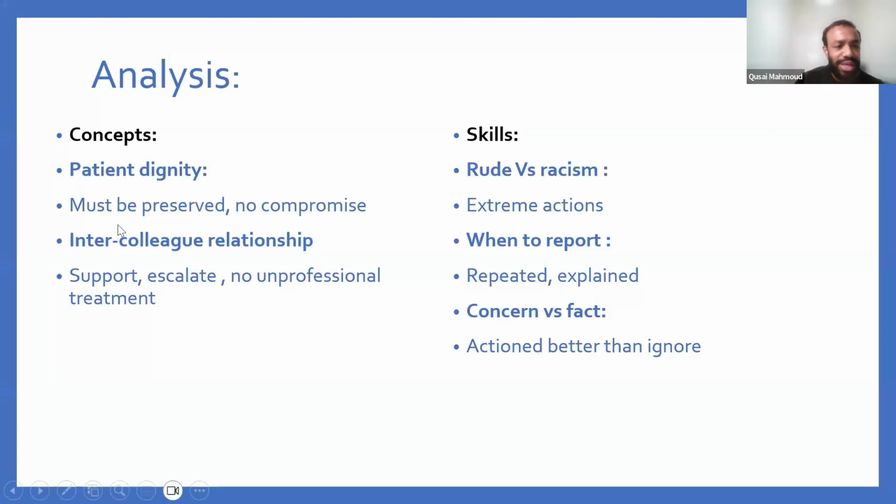The other concept is inter-colleague relationship. I should support him. If he is not listening, I should escalate, and the escalation should be: discuss with your colleague, then discuss with the senior, then complain to the senior, then report. Report is the last resort. I agree with you. So I've learned no unprofessional treatment at all. You cannot treat a problem by being unprofessional. That's not acceptable. So what skills have I learned, acquired?